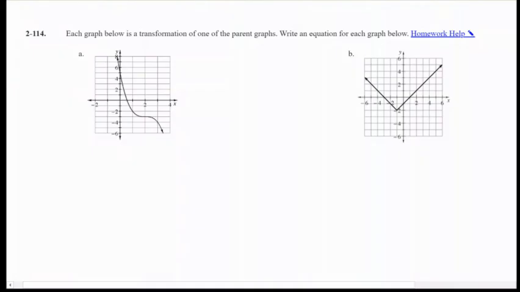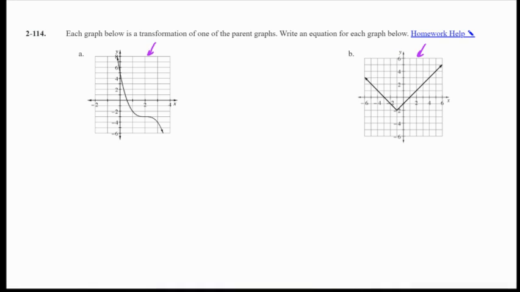Each graph below is a transformation of one of the parent graphs. Write an equation for each graph below. So there are going to be some similarities in how I do these problems. The general idea is I take the parent function, which this here looks like a cubic function, and this one here looks like an absolute value function.